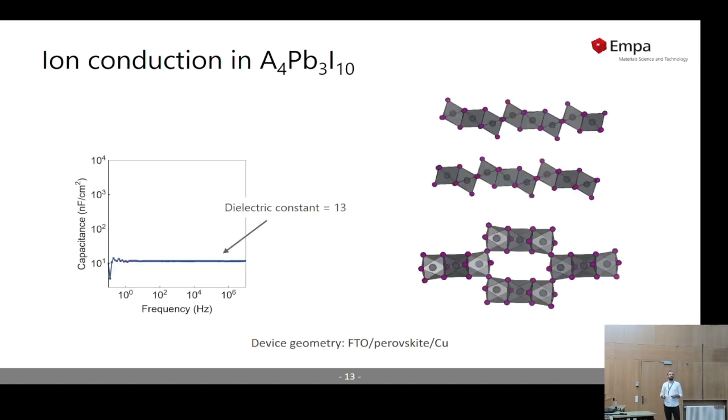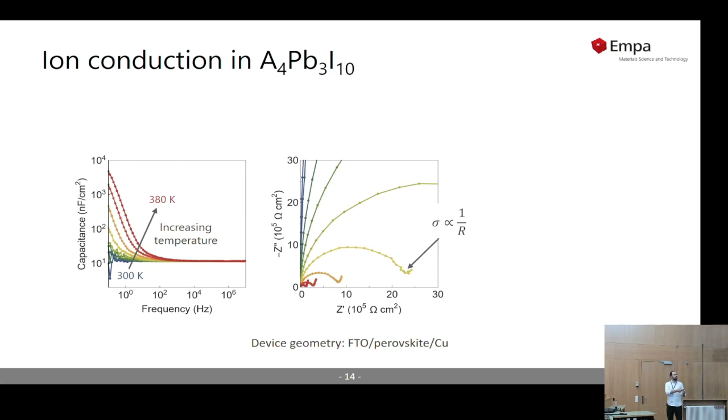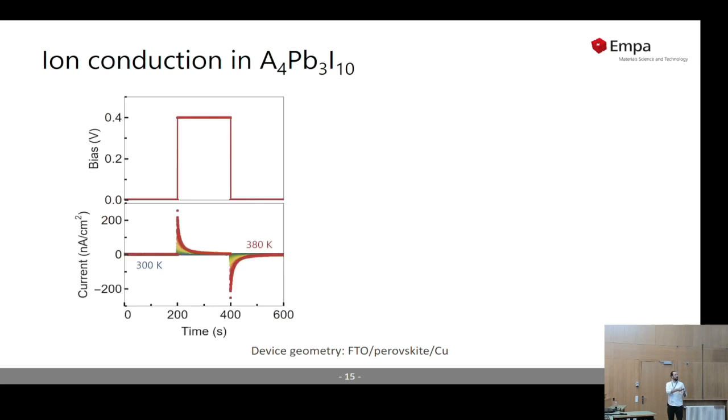This is a nice perovskite because it has a very low ionic conductivity. And you see that here in the impedance spectrum, this is very flat. As we increase the temperature, of course, we still see this increase in capacitance at low frequency due to polarization. And these are the Nyquist plots to get the ionic conductivity. And we get a nice Arrhenius law for these devices to get the ionic conductivity out of this.